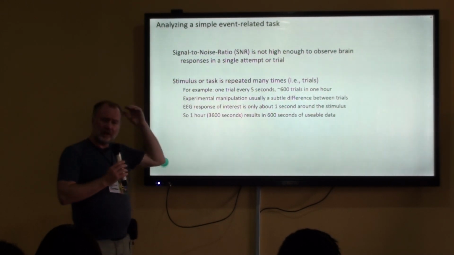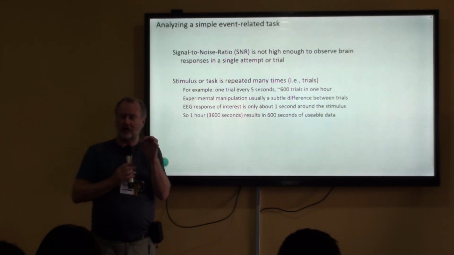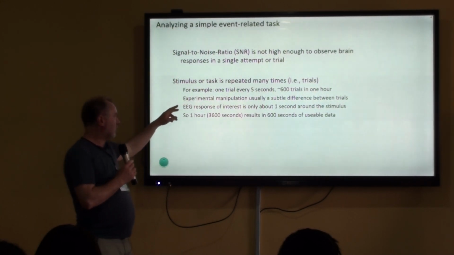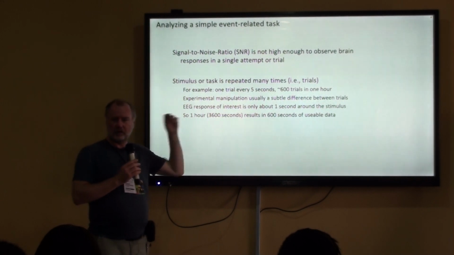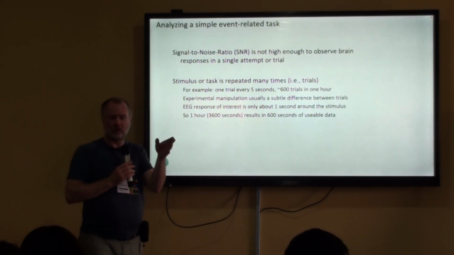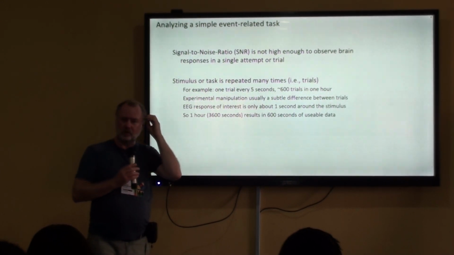In the experimental manipulation, we're not interested in the stimulus, we're interested in something subtle happening. For example, what we saw yesterday, like a standard tone versus a deviant tone. So the experimental manipulation is usually a subtle difference between trials. Each trial has a tone, but some of them are standard, some are the oddballs. And the EEG of interest is only about 1 second around the stimulus.